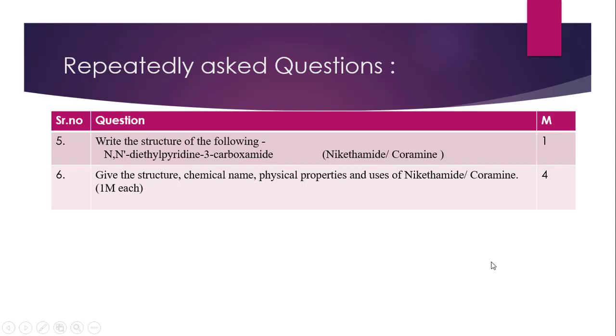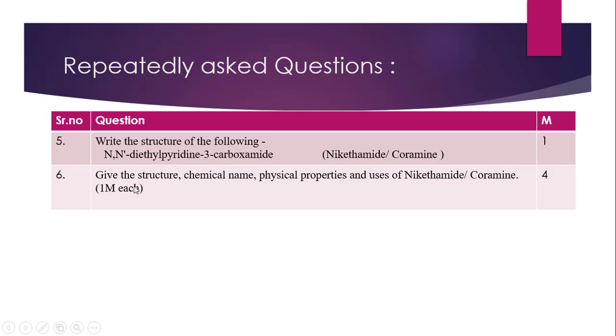Then question number 5 says write the structure of the following. Here the IUPAC name is given, and we are supposed to write the name of that drug. The IUPAC name is N,N-diethyl pyridine-3-carboxamide. Since it is pyridine, and the pyridine derivative we have seen in the earlier question is nicotinamide, it is nicotinamide or coramine.